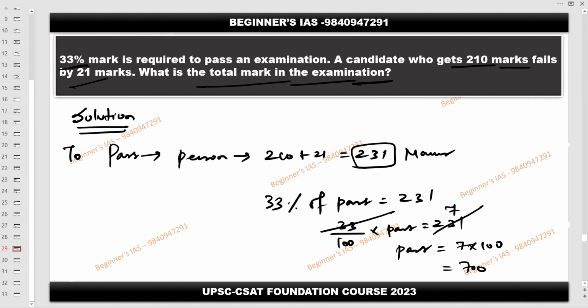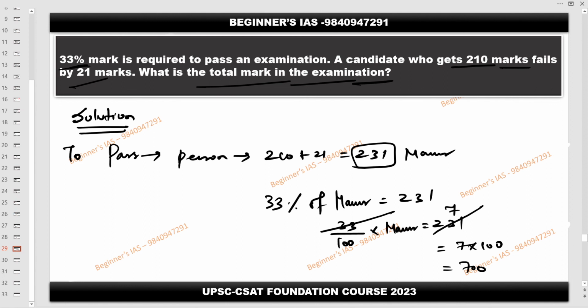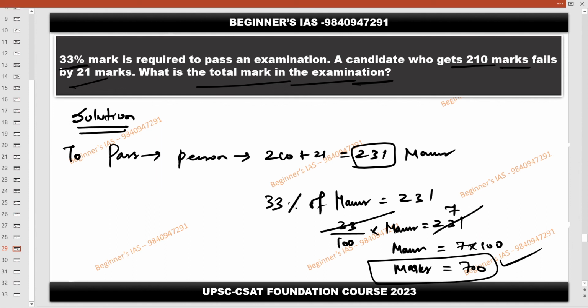Here, if you want, I will change it. 33 percentage of the total marks. Therefore the total mark is equal to 700. Done? Yes or no? Do you need any other method? Shall I tell you another method?